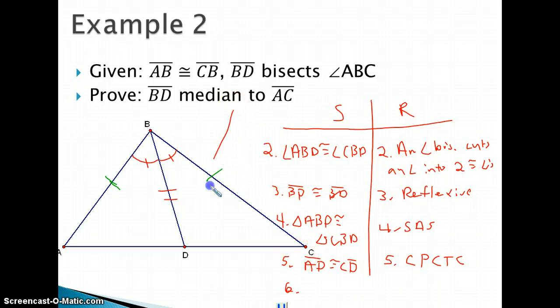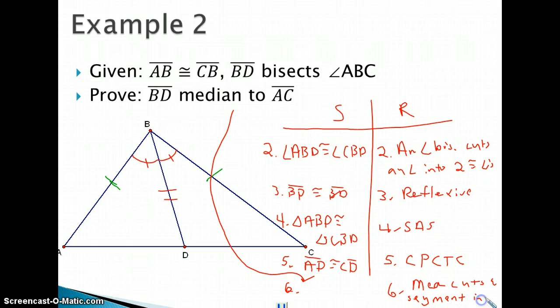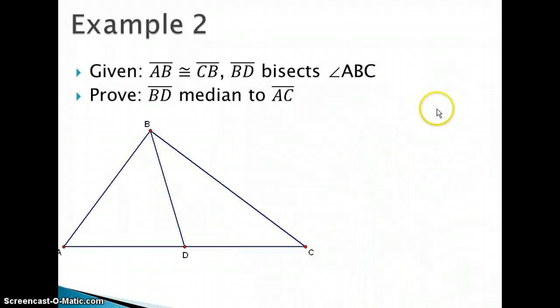So I'm going to just copy that down because you know what that proof statement is going to be. And that's because a median cuts a segment in half, breaks it into two equal parts. Now look at that, we did 5 steps past the given. That's a pretty intense proof, but one that we're capable of doing.